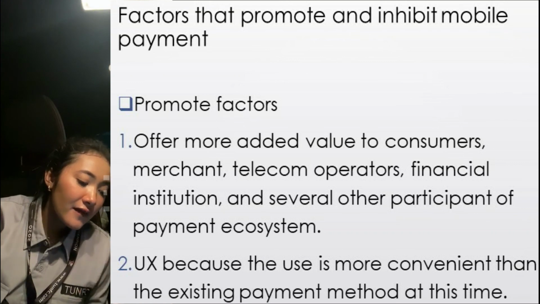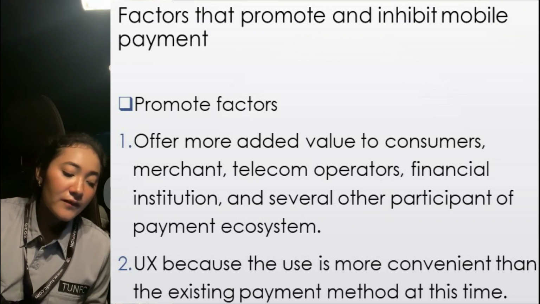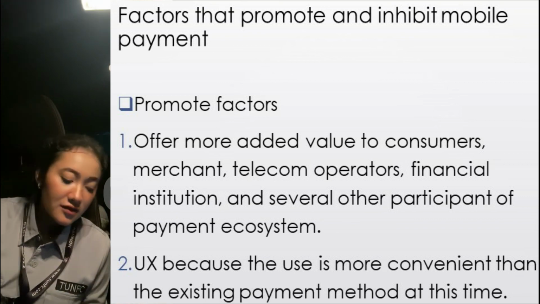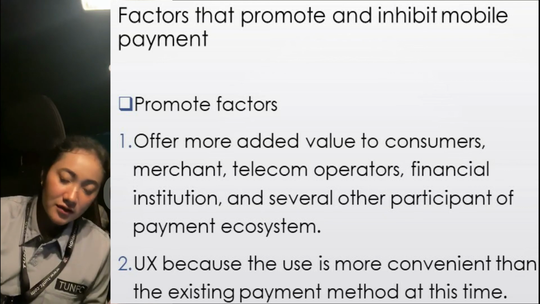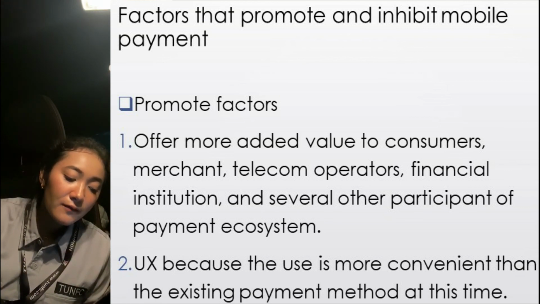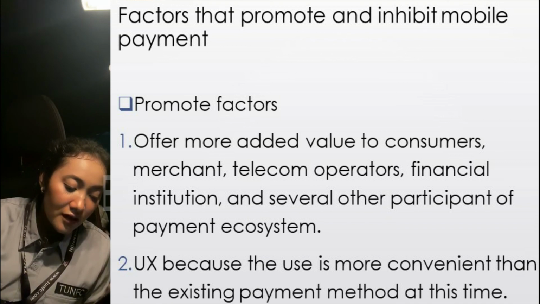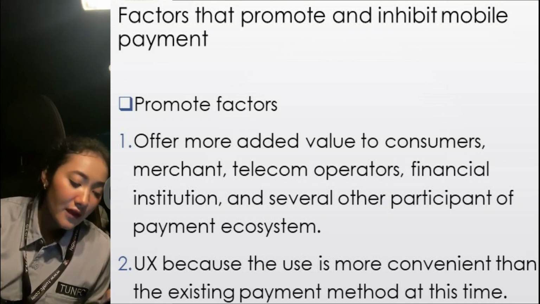And here are the factors that promote and inhibit mobile payment. So there are two factors. The first one is promote factors, and the second one is inhibit factors. In promote factors, there is more added value offered to consumers, merchants, telecom operators, financial institutions, and several other participants of the payment ecosystem. And then the second one is UX, because the use is more convenient than the existing payment method at this time.